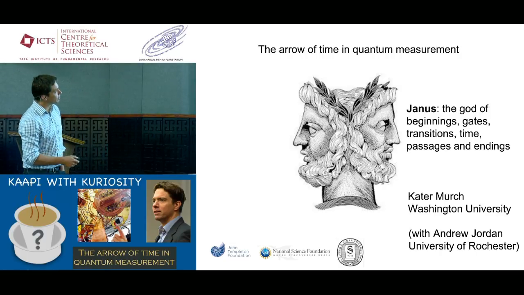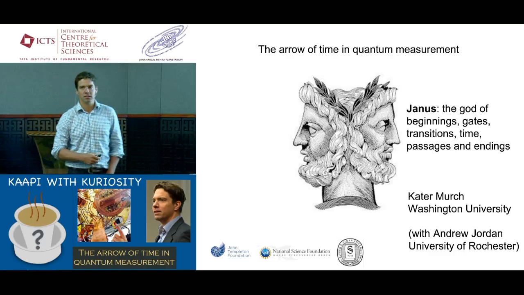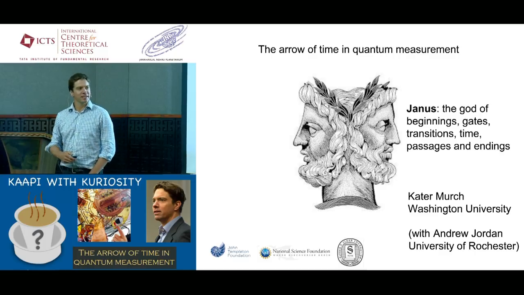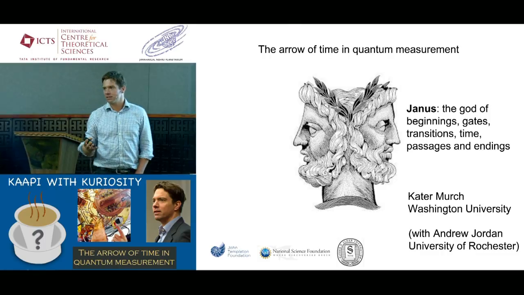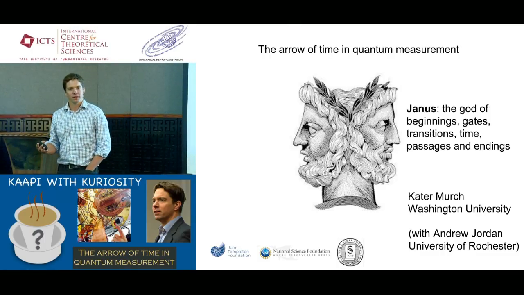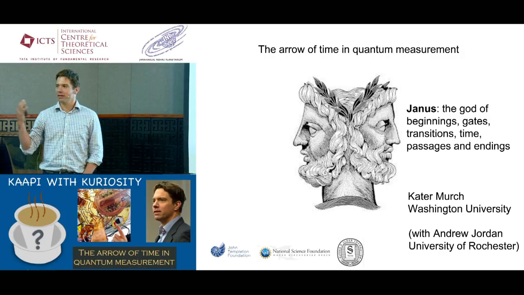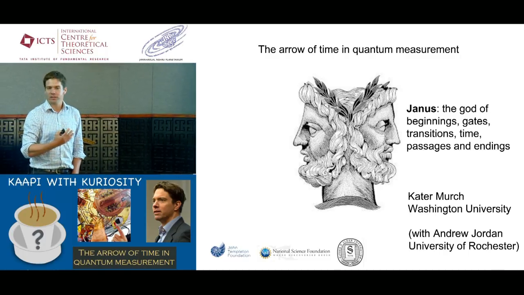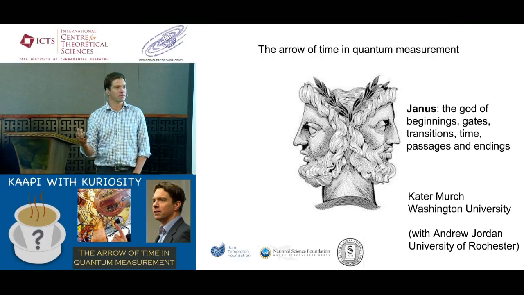Now, there's this picture of a certain person on the title of this talk. Does anyone know who this is? Janus. Janus is the Roman god of beginnings and endings, gates, passageways, transitions, and time. Janus has one face that faces forward, looking at the future, and one that looks backward at the past. It's the perfect person to highlight the idea of time.